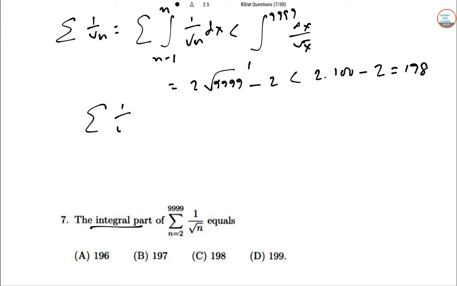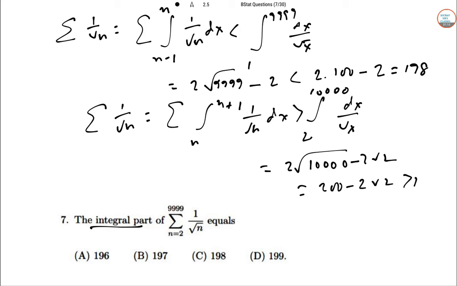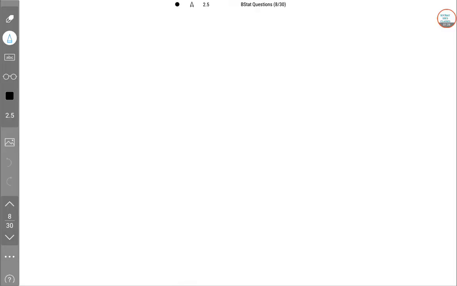Then again the summation of 1 by root n. This is the integral from n to n plus 1, two segments I am doing, of dx by root x. So this is greater than 2 into (root 2 minus 1, root 3, root 4), which is 200 minus 2 root 2. So that is greater than 197. Combining these two, the integral part of the sum is 197. So B is the answer. So 7 is done. Next, go to 8.